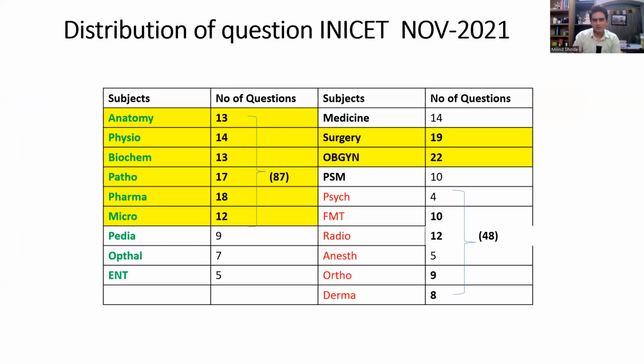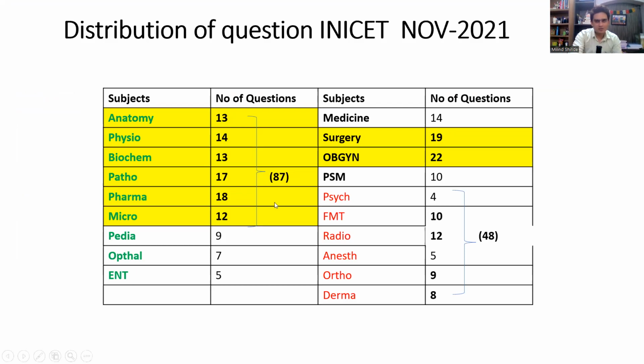So first of all, a very important point is that we should know the distribution of questions that was asked in November 2021. I have collected this from the recall videos that were done by a lot of classes, so this is very reliable information. And not only November 2021, all the exams that happened before that, be it INICT or AIIMS, had a similar kind of weightage. So you don't have to worry about that.